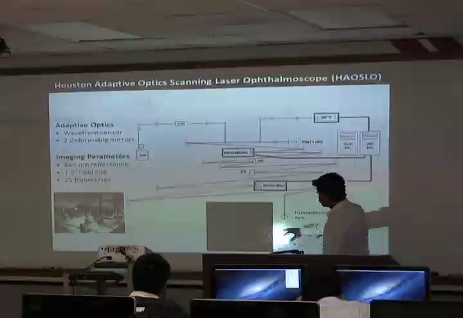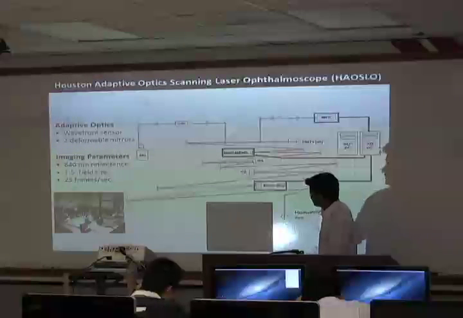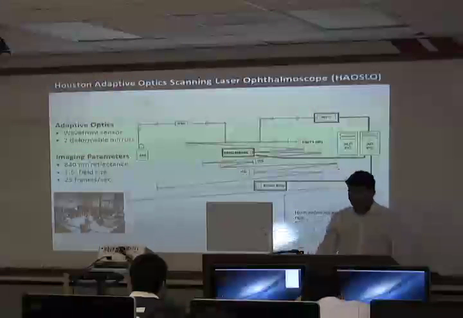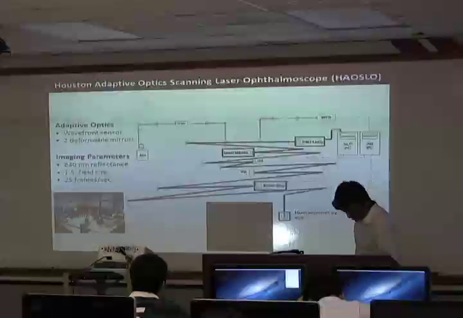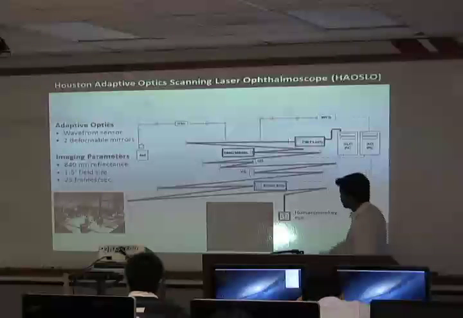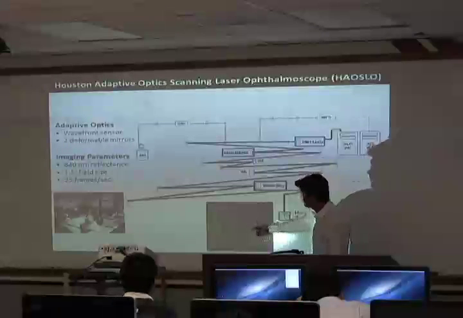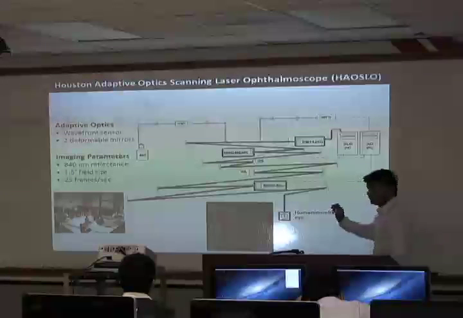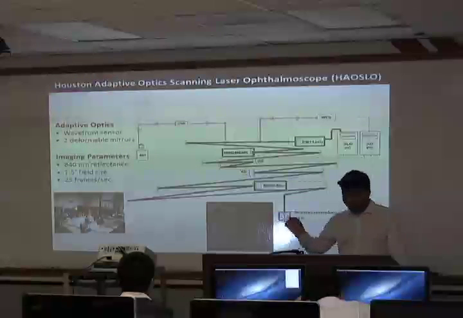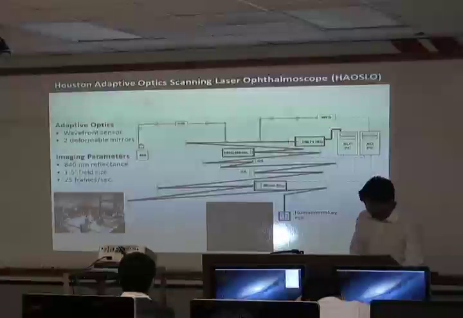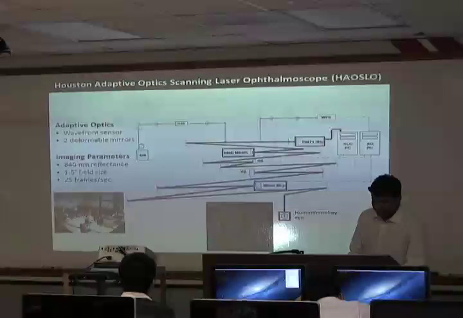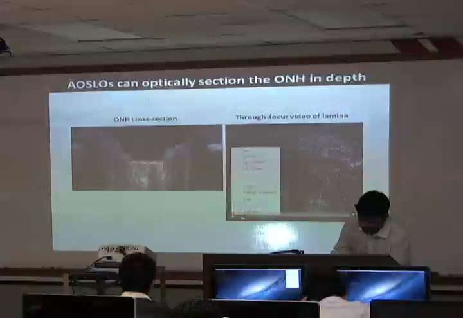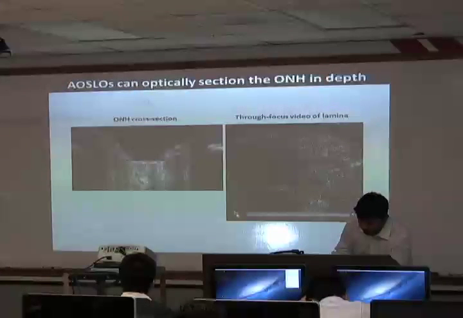The image here at the bottom is an image acquired 1.5 degrees away from the fovea without adaptive optics. With adaptive optics, you can see that the resolution has improved drastically, and these white circular discs are individual photoreceptors, which are about 4 microns in diameter. So here I have acquired a video of the optic nerve head using AOSLO.